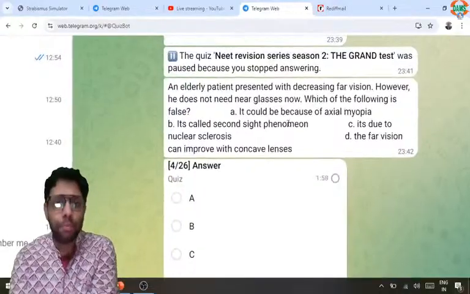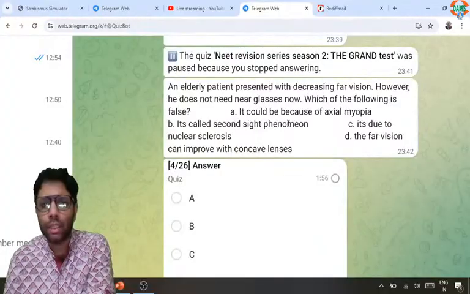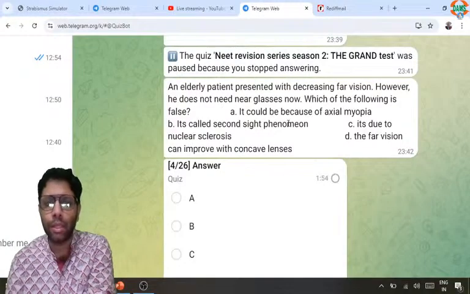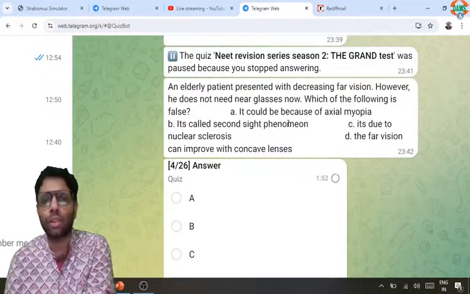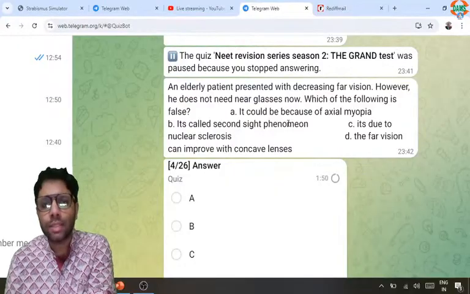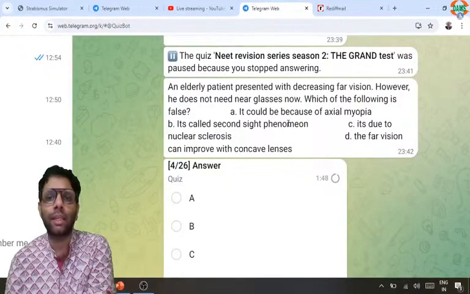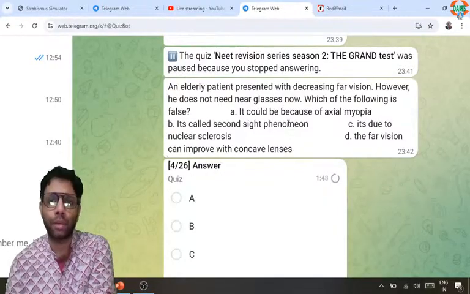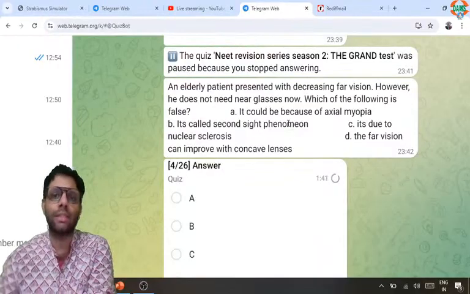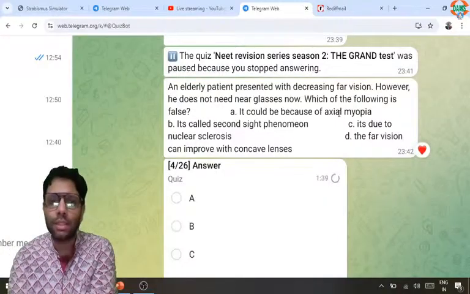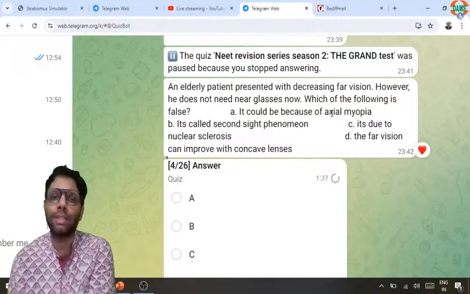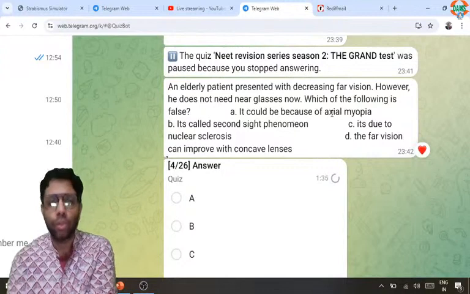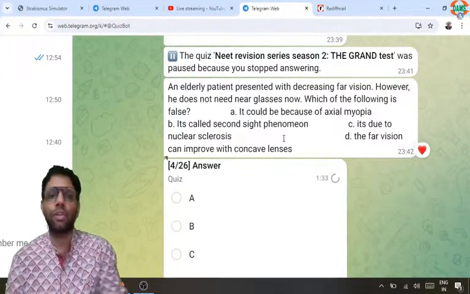Okay, another previous question. Elderly patient presented with decreasing far vision but improvement in the near vision. That's why near glasses are not required. This is second sight phenomenon. He is getting a second sight due to nuclear sclerosis. That is index myopia. The refractive index of the central lens is increasing, not the eyeball size is increasing. It's not axial myopia. Answer is index myopia. It is due to nuclear sclerosis and far vision is reducing because of myopia.